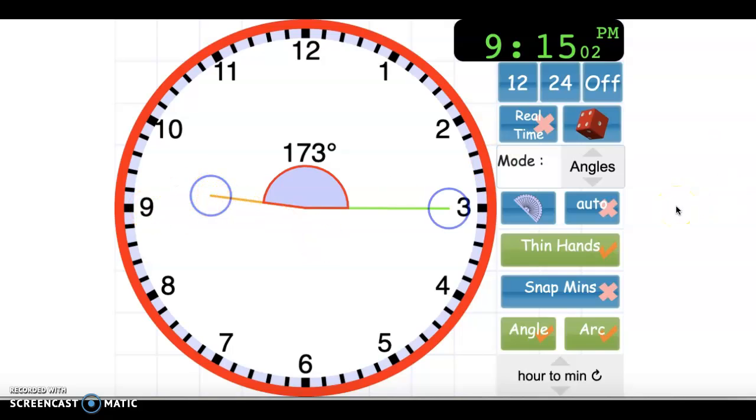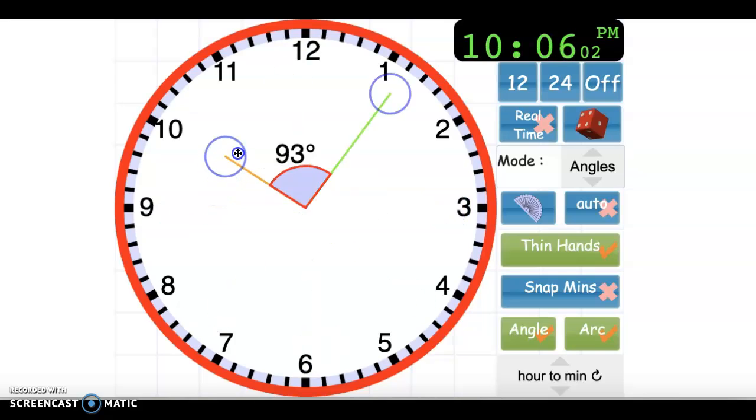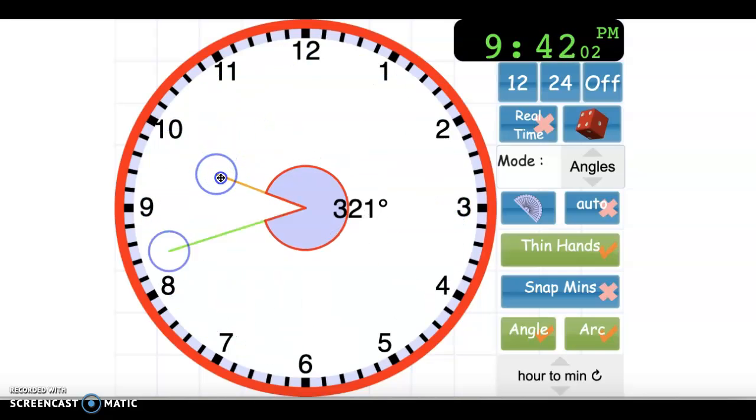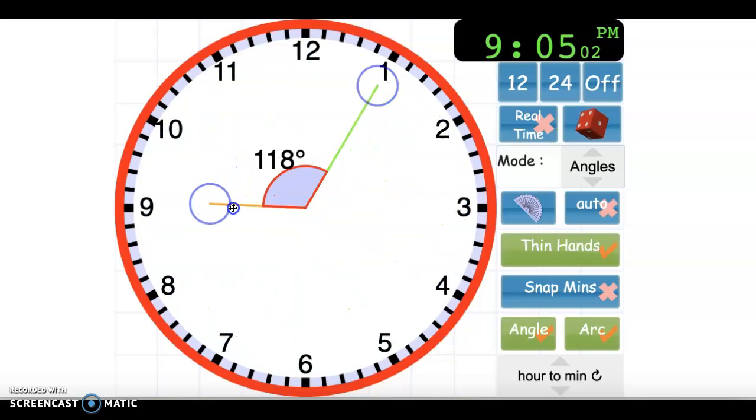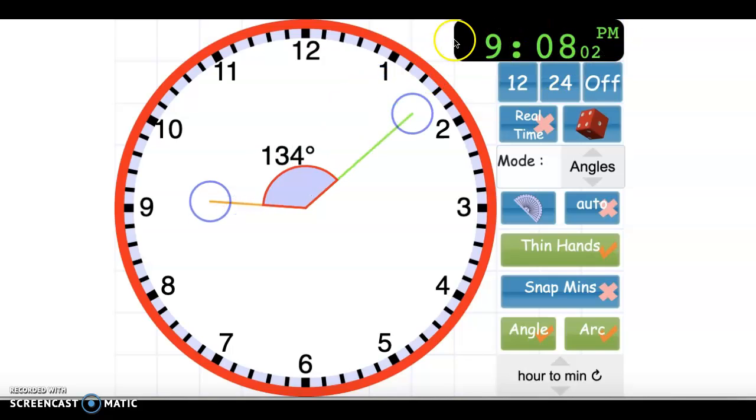I know this may seem advanced for students, but once again, if all they're doing is moving the hands around and then trying to see what that angle measurement is, and then writing down the time here, students are still able to access and complete the activity without knowing exactly what time it is. Or you can always challenge them to figure out what time it is and then check their answers here.